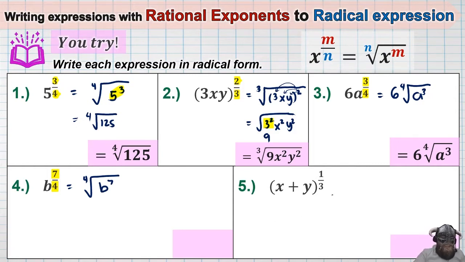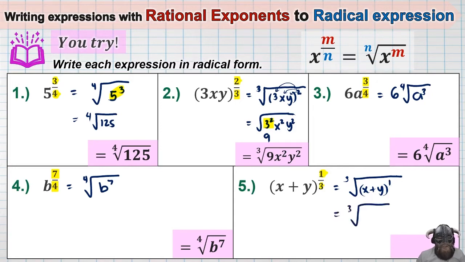And for the final task, we have the quantity x plus y raised to 1/3. And once again, let's have the radical sign. Tapos, let's have x plus y. Lagay muna natin siya sa parenthesis. Ang index natin ngayon ay 3. And then, ang exponent nito ay magiging yung numerator, which is 1. So, we can already remove 1 there. So, our final answer will be the cube root of x plus y.